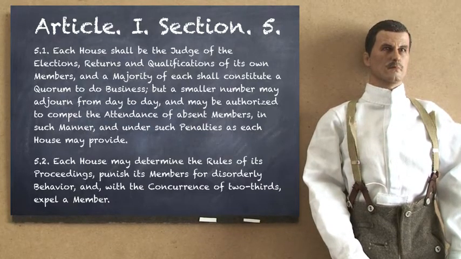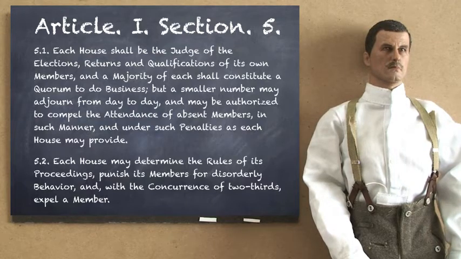And also it just says that a majority constitutes a quorum to do business. So that says that basically you have to have more than half, plus one member. That's a simple majority, we call that, that has to be present to do business. And everybody doesn't have to vote, but you have to have at least half plus one present.